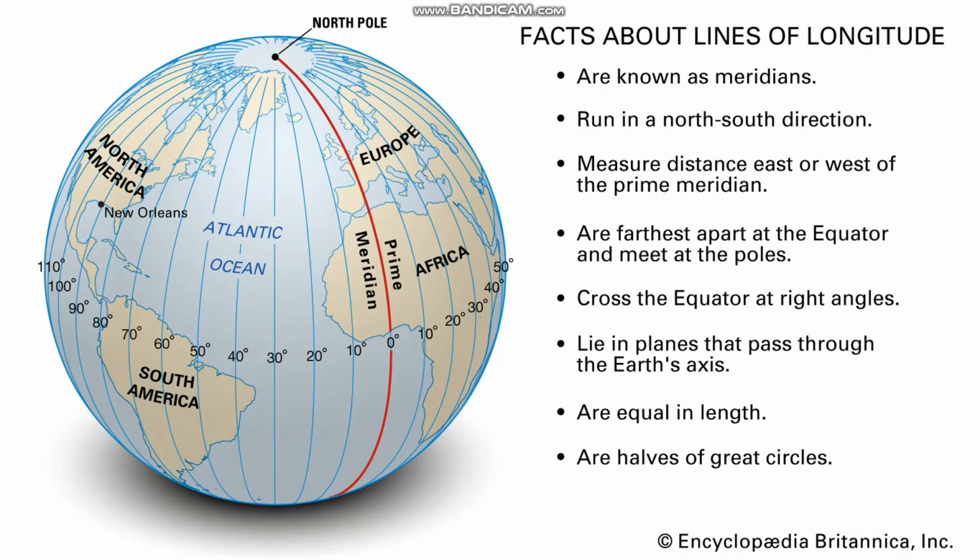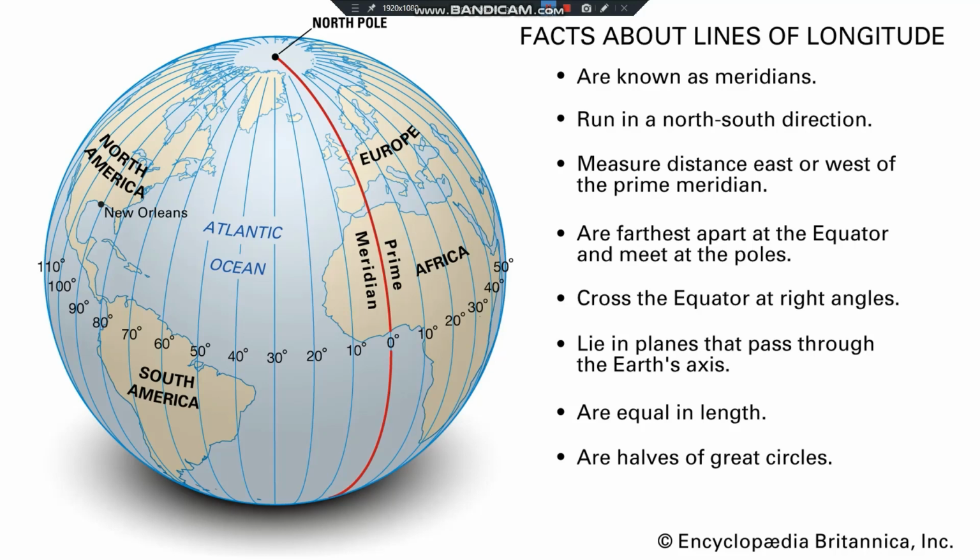Some facts about lines of longitude. Lines of longitude are also known as meridians. Are we calling it meridians? Do you know? The word meridian means midday because all the places along the same meridian of longitude experience noon or midday at the same time. So we are calling it meridians. All the lines of longitude we are calling meridians. And they run in a north to south direction.